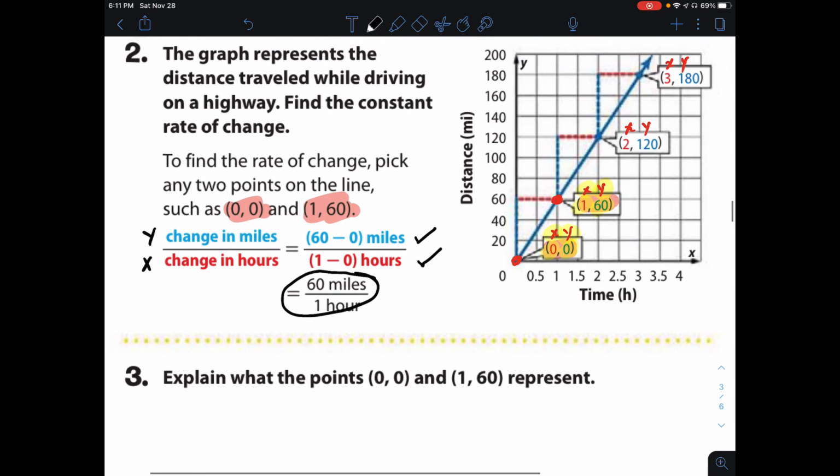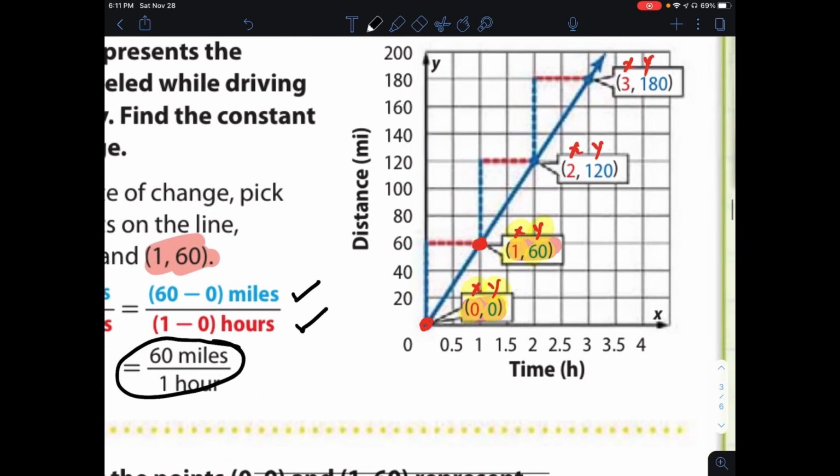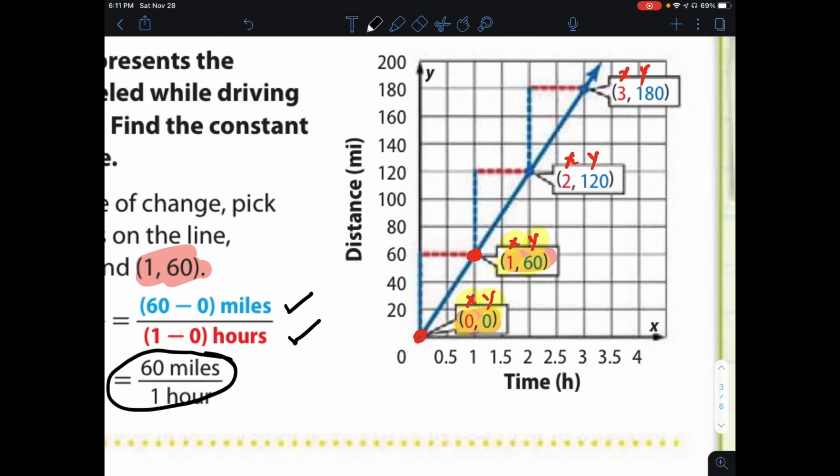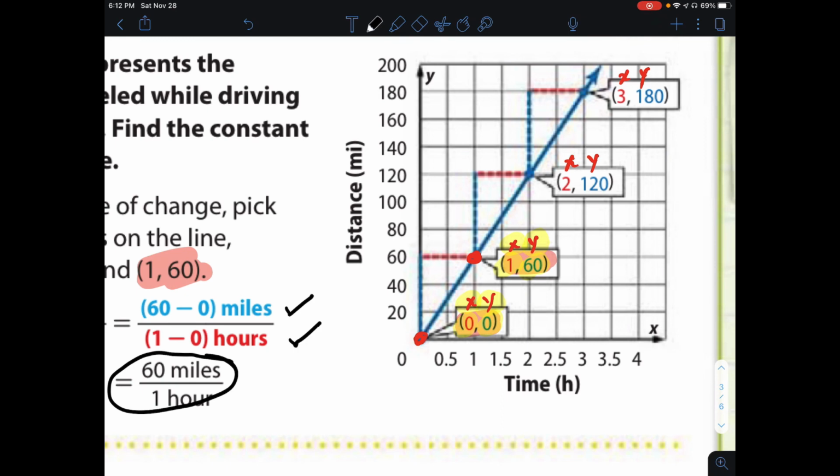So an extension of example number 2 is example number 3. Explain what points (0, 0) and (1, 60) represent. You notice this is not only a graph. All these numbers mean something. Now, for you to understand the meaning of those numbers, you need to look at, again, the axes. On the x-axis, for example, you know that it's all about distance. On the y-axis, it's all about time.